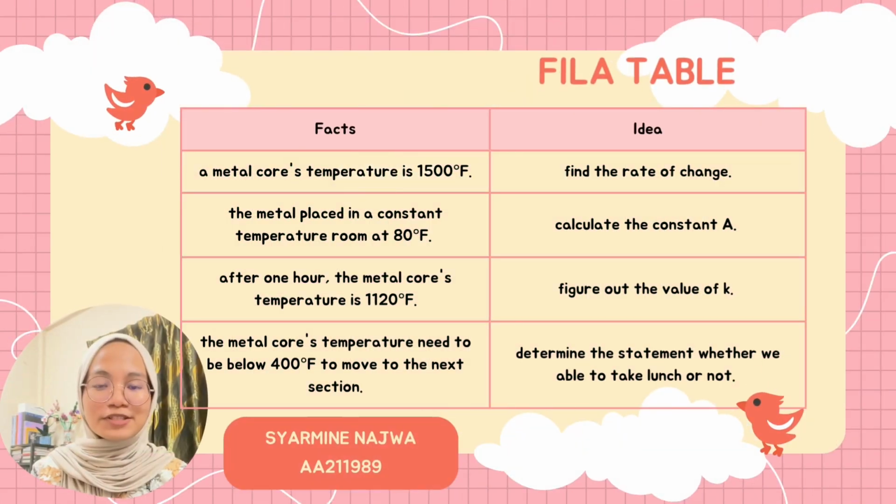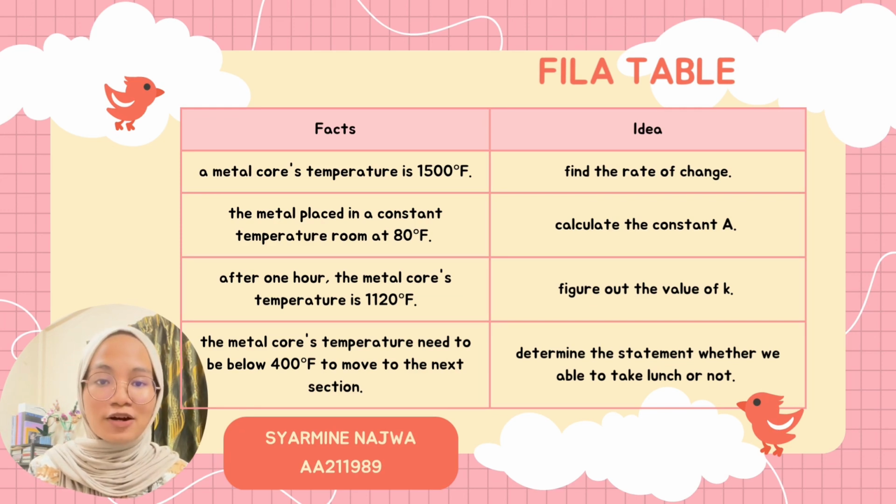Hi, I'm Shaminaja and I'm going to present the filler table. As you can see, the first column is the facts. The first fact is that the metal core temperature is 1500 degrees out of the furnace. The next one, the metal core is then placed in a room with constant temperature, which is 80 degrees. The third one, after 1 hour in the room, the metal core temperature dropped to 1120. And the last fact is that the metal core temperature needs to be below 400 degrees to be moved to the next section.